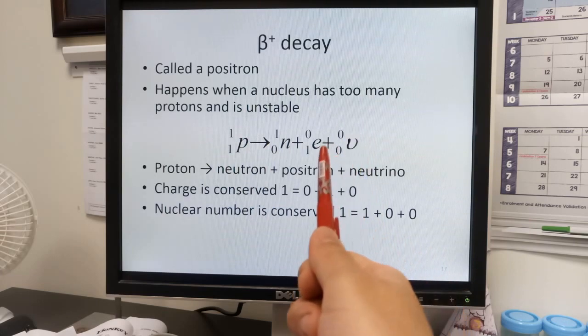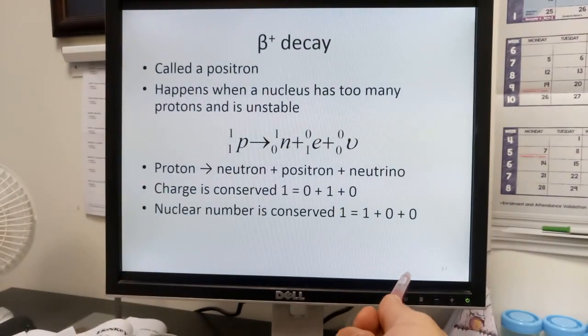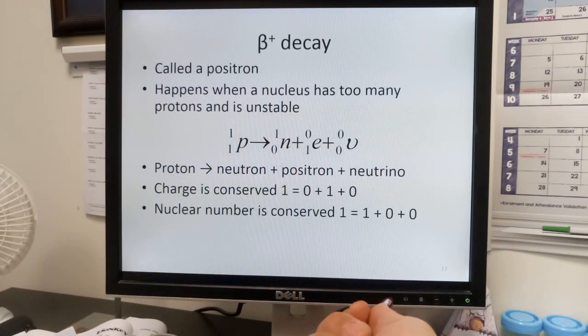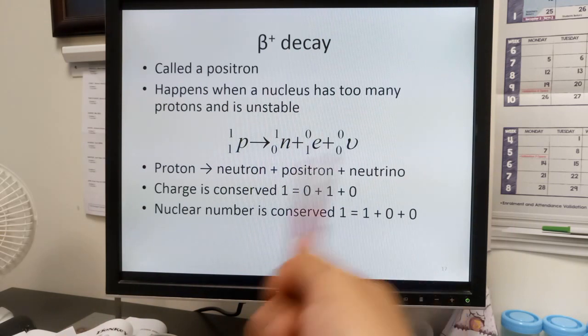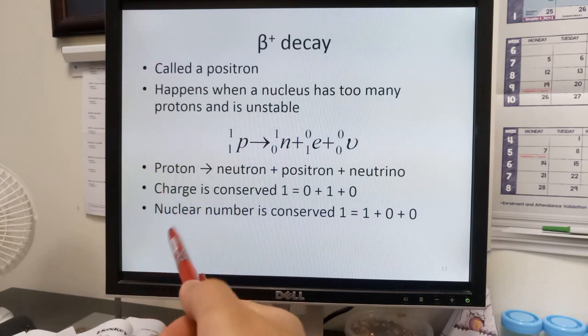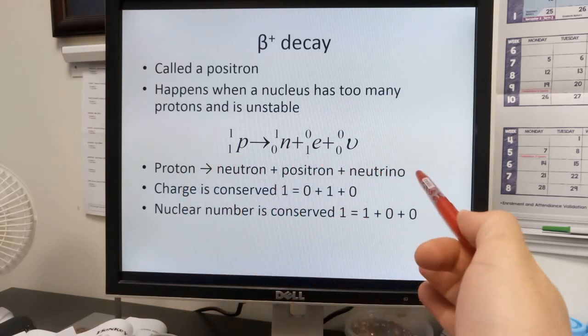Now, if you're going to come along and ask me, what is the difference between an antineutrino and a neutrino? Well, a neutrino is released when a positron is released, and an antineutrino is released when an electron is released. And that's it. That's the limit of my understanding. I probably need to look into it a bit further. So proton becomes neutron, positron, and neutrino.